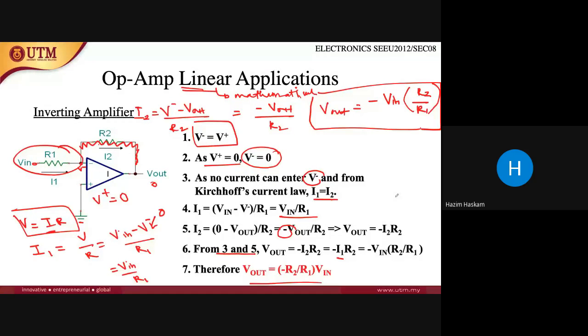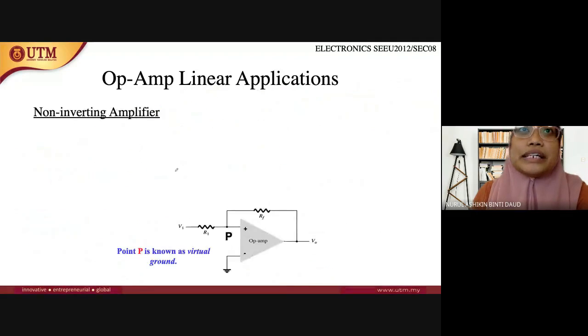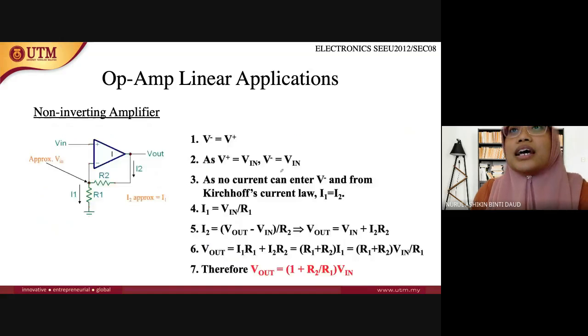Alright. So this is for the inverting amplifier. Once you understand the inverting amplifier, I think we can go very fast for the non-inverting amplifier. For the non-inverting amplifier, you can just do the other way around, where the input is connected to the positive terminal, the non-inverting terminal. So that's why it is called a non-inverting amplifier. Everything else is the same, and this is the positive feedback. And how to calculate?